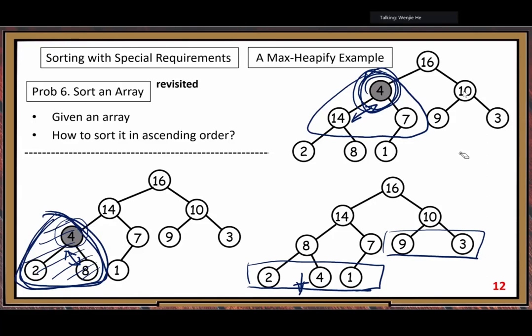We need to design a special sort, heap sort, satisfying three requirements. Worst case in big theta of n log n, first requirement. Second, in place algorithms. That means the extra space used must be bounded by a constant. Third requirement, it can manage dynamic data efficiently.